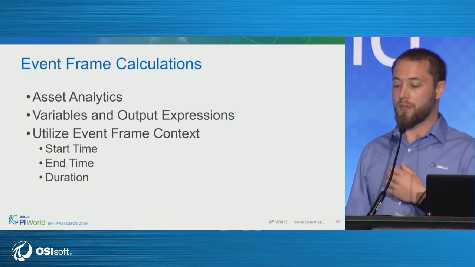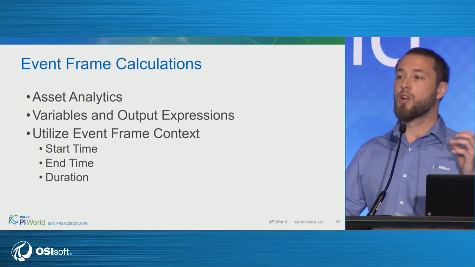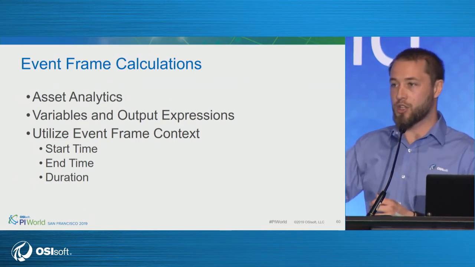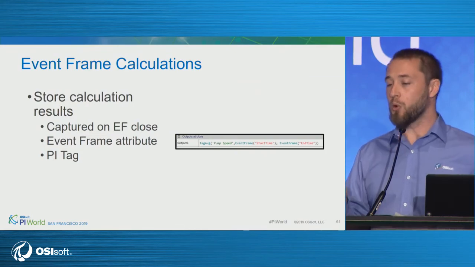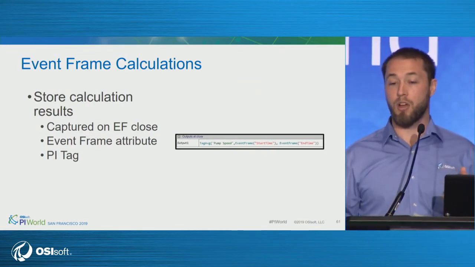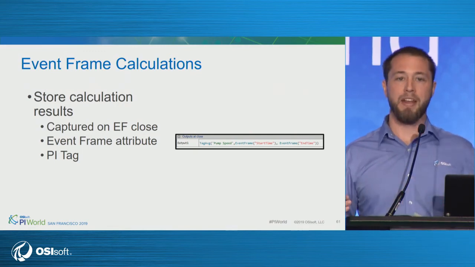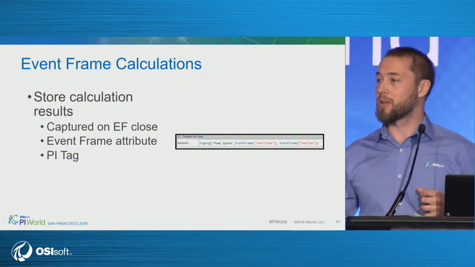So these use the start time, the end time, and the duration of your event frame in order to do specific calculations that should only happen and occur when your event frame is running. The cool thing is we can store these calculation results. They're captured on an event frame close, and not only can we store them in an event frame attribute, but we can also write them to a PI tag.